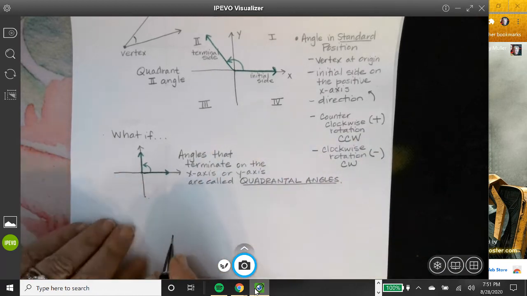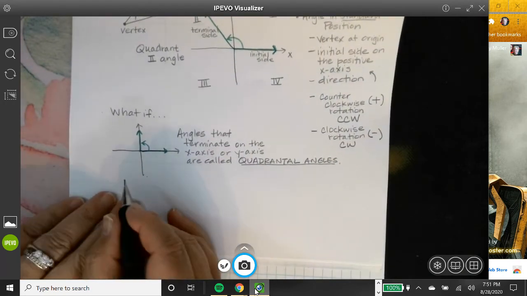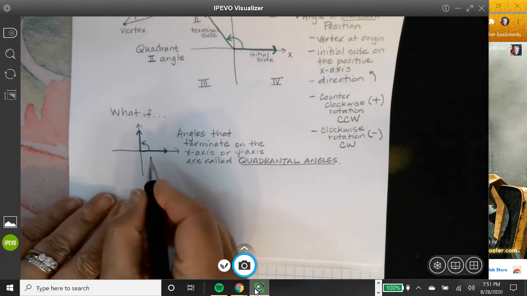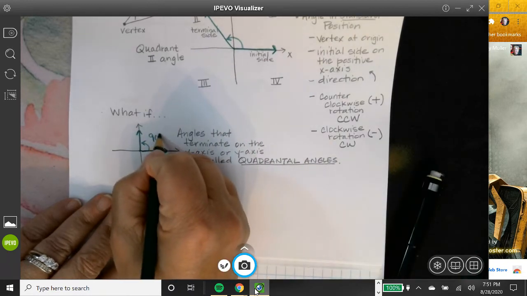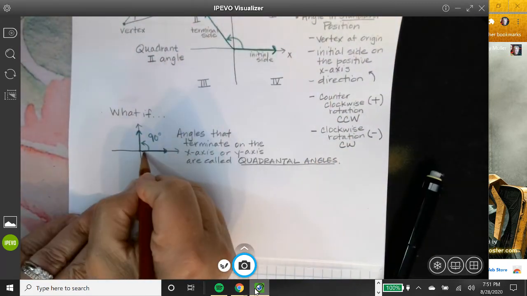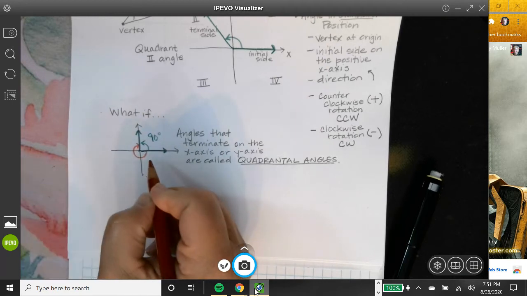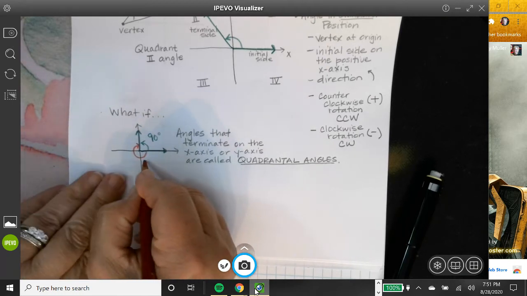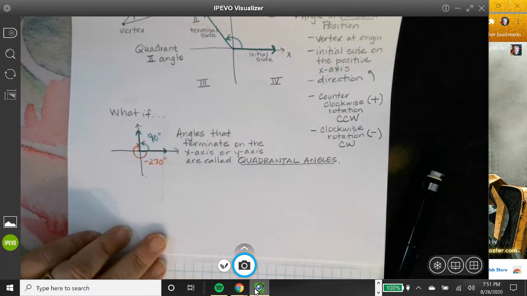Okay, so that's just a definition. And we have many different quadrantal angles, right? So I said this was 90 degrees here. That's a quadrantal angle. What about this angle here? If I said, all right, well, what about this angle? Well, now I'm rotating clockwise, so this would be negative 270, this red one. Okay.